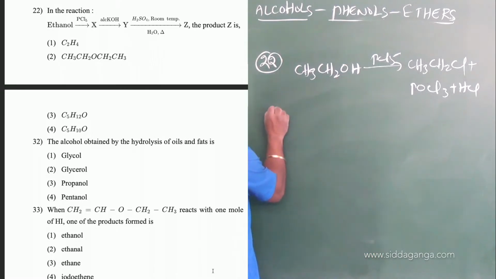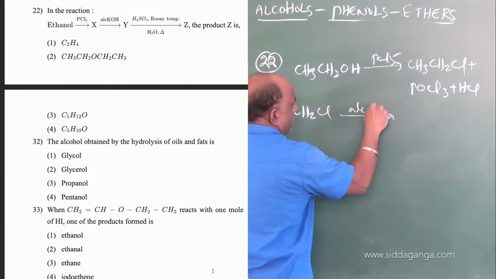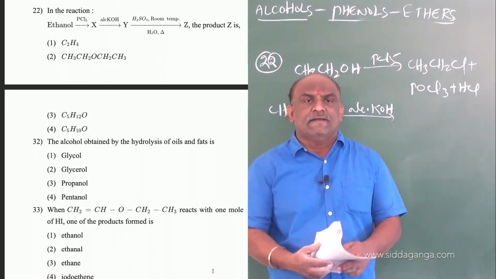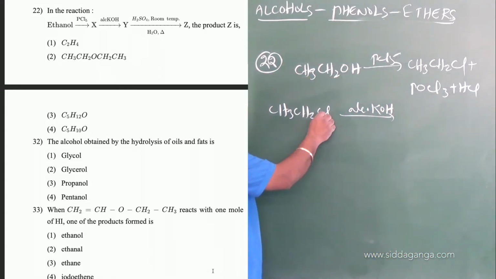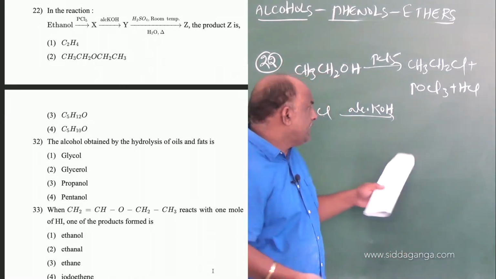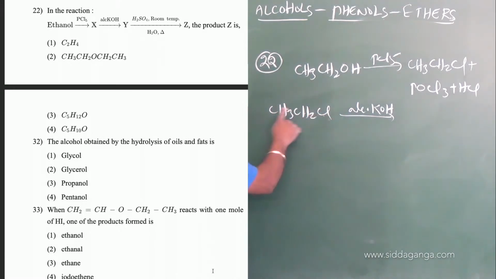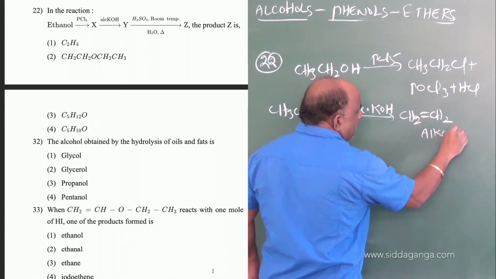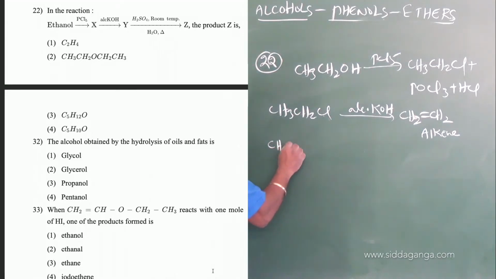In the second stage, CH3-CH2-Cl. A very important reagent was given, alcoholic potassium hydroxide. Alcoholic potassium hydroxide is an example of dehydrohalogenation. Dehydrohalogenation means you remove halogen from one carbon and remove hydrogen from the adjacent carbon. This is called beta elimination. Beta elimination takes place in this reaction. Removal of chlorine from this carbon and hydrogen from this one, HCl will be eliminated. The answer was CH2=CH2, which is called an alkene.